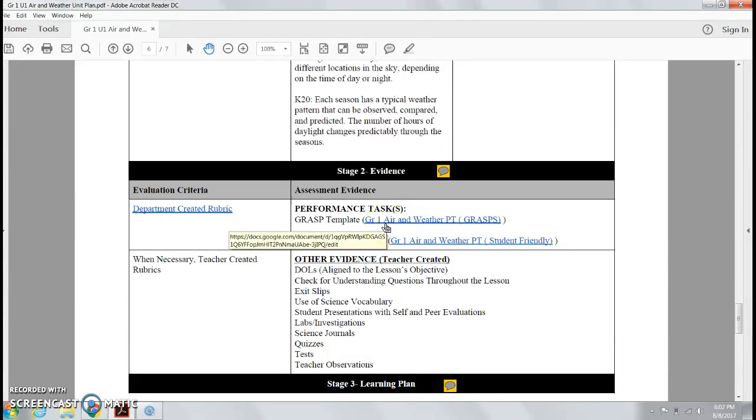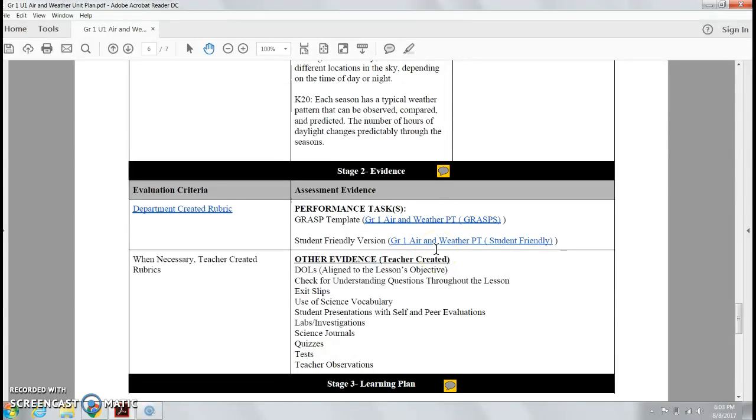The performance task I can get into in detail in the grade-specific units, but the performance task is basically that end of the unit assignment or project that the students are going to complete to demonstrate that they've met the transfer goal. And there's also a department-created rubric, and there's a GRASS template, which is kind of the teacher's version, and there's a student-friendly template.